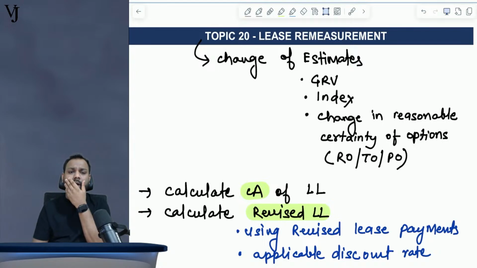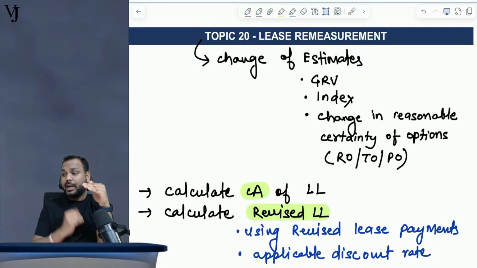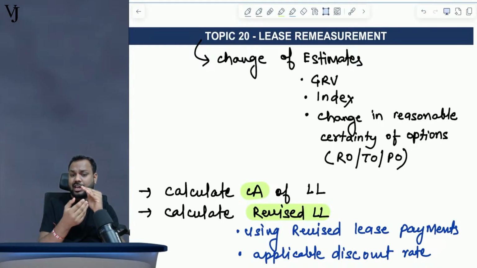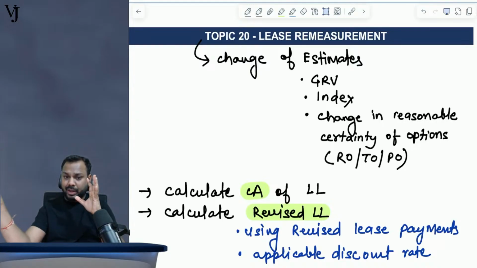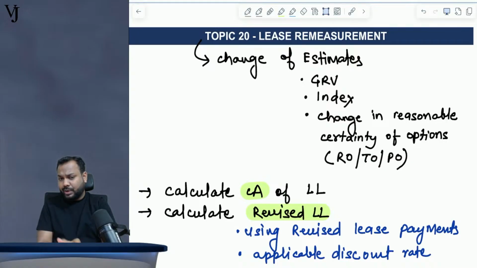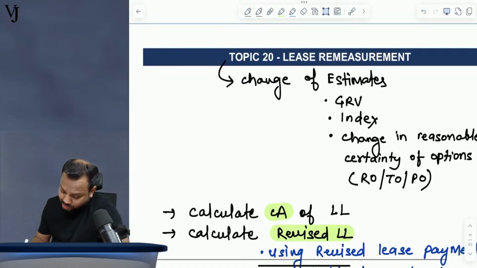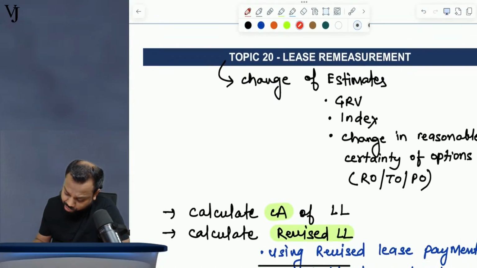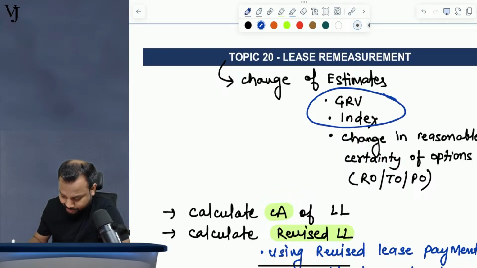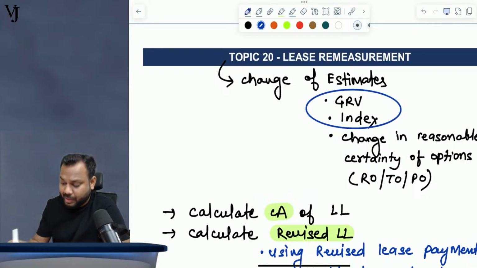So now what we do here is we ask, what is the carrying amount of lease liability? And what is the revised lease liability as per the revised lease payments and the applicable discount rate? Why am I saying applicable discount rate? Understand, if the change is the change of GRV or index, the revised lease liability will be computed using the original discount rate.